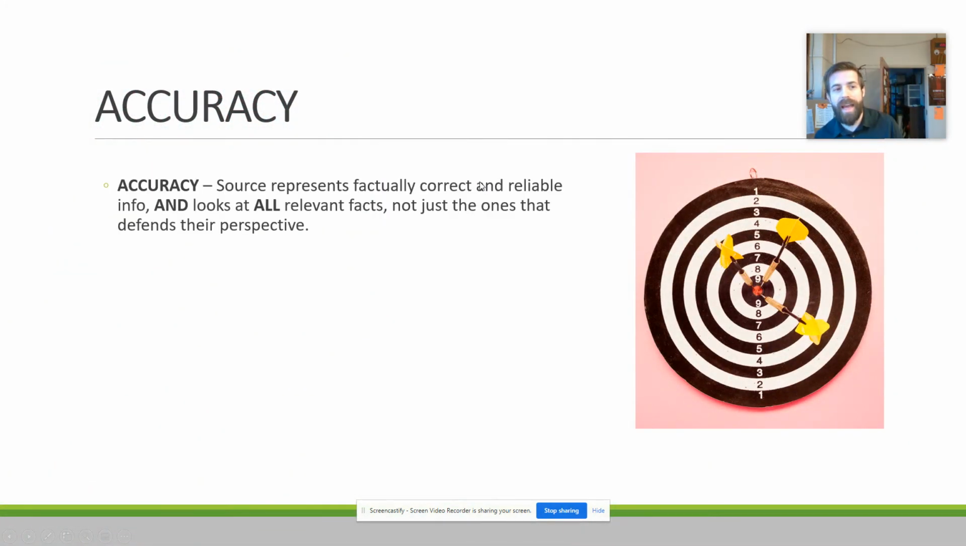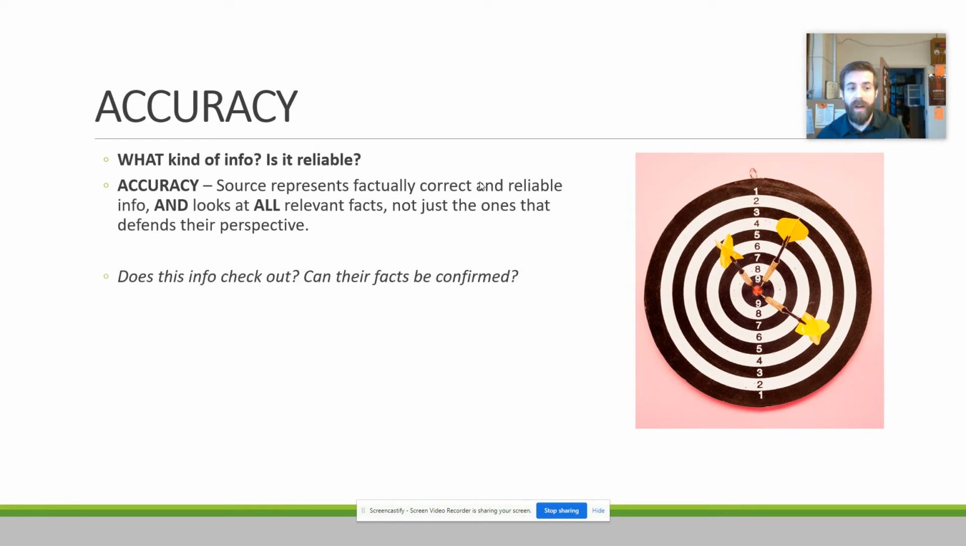Next one is accuracy. Accuracy just has to do with what kind of information this is. Is it reliable, factual information? Does the information check out? Can the facts be confirmed? Are they listing their sources? Do they make verifiable claims? Or is this all just kind of opinion?